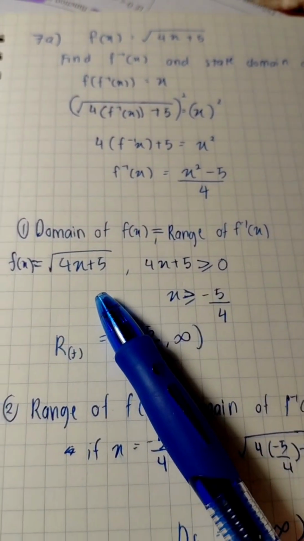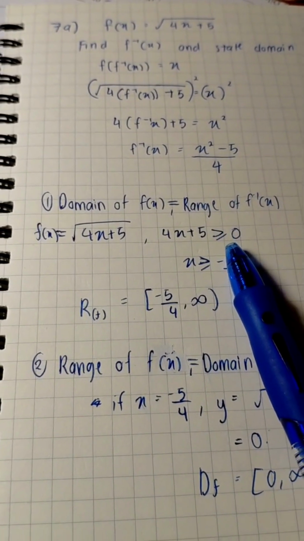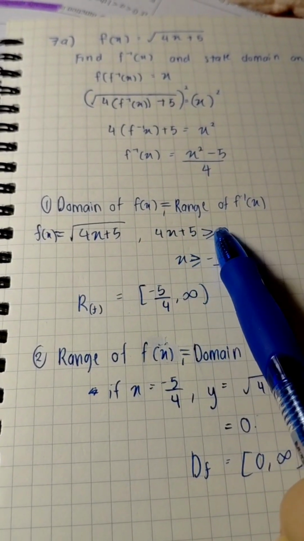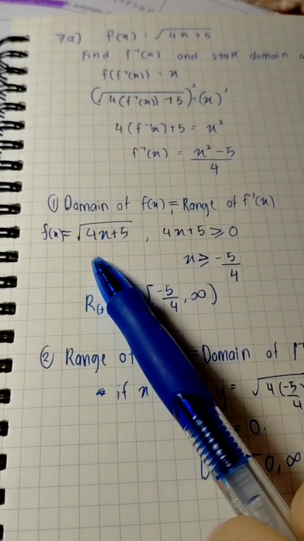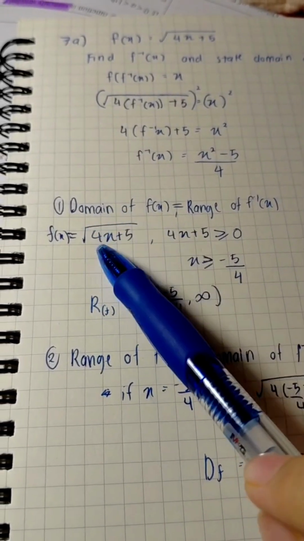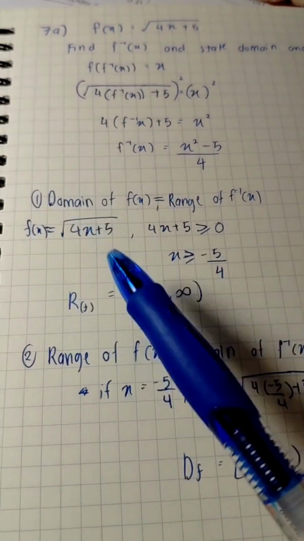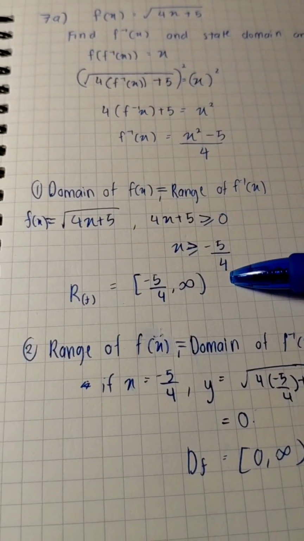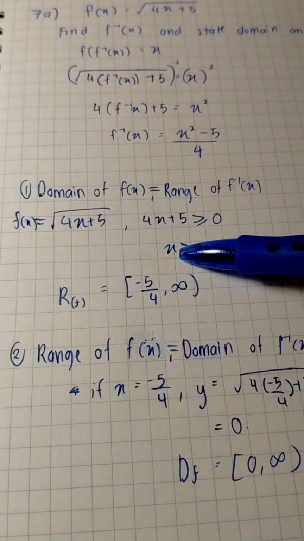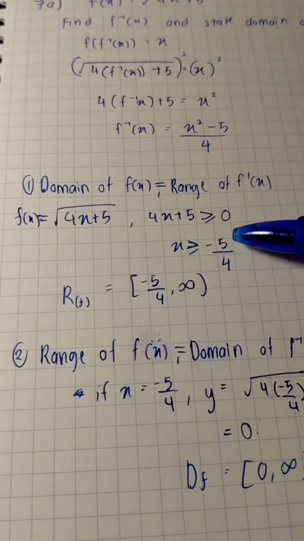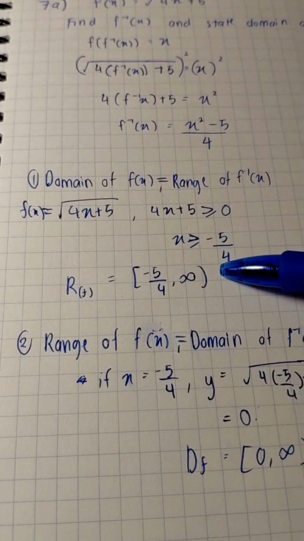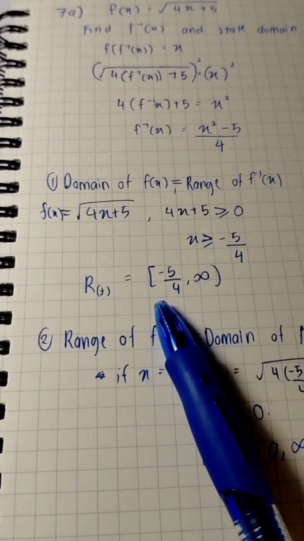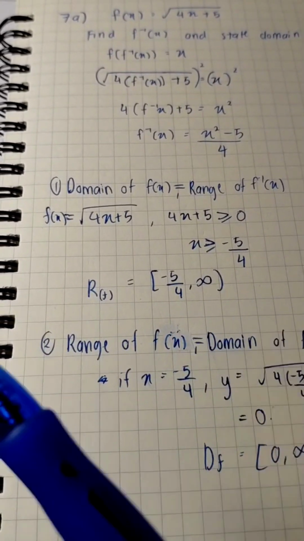For domain, I just twist from the domain of f(x) to get the range of f inverse. So as we know that dalam ni we must do greater or equal to 0. So I just rearrange and put the x as a subject, and then got negative 5 over 4. So the range of f inverse is negative 5 over 4 to infinity.